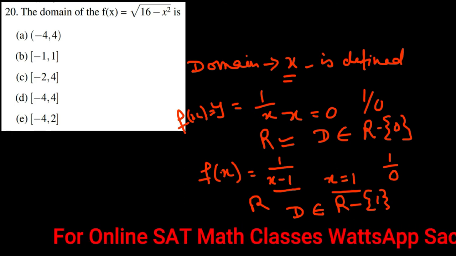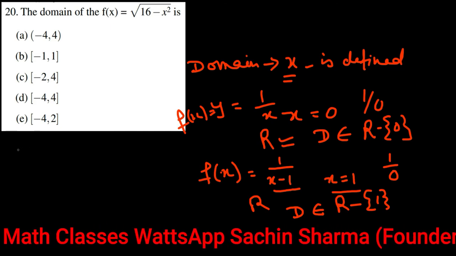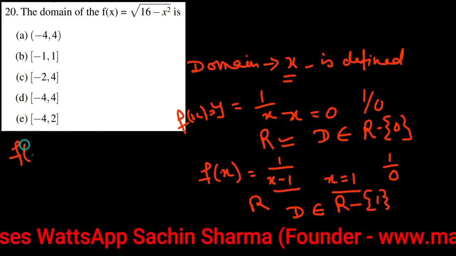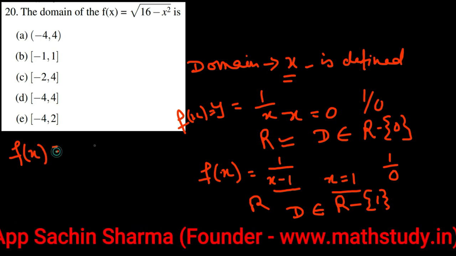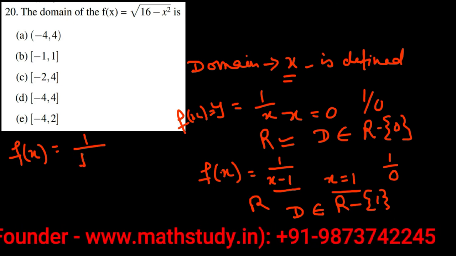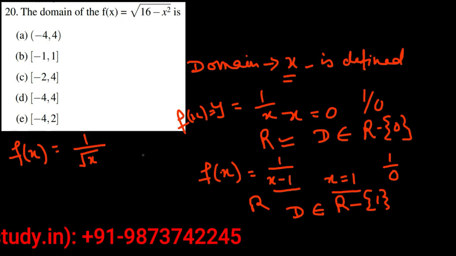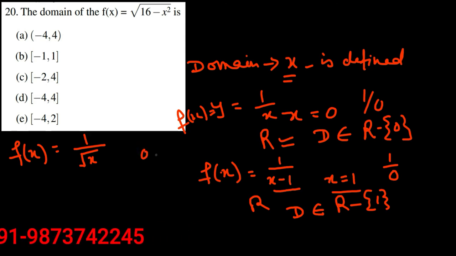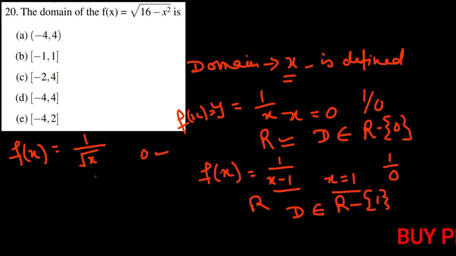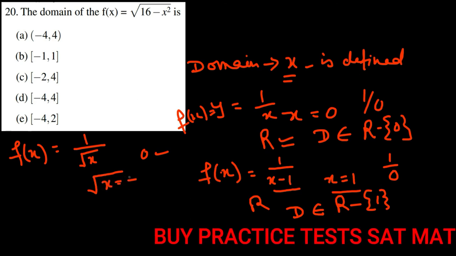Let us take some more examples so that this concept will be more clear to you, right? So let us take another example. If f of x equals 1 upon root x, right, 1 upon root x. In this case, you can say that if x is equal to 0, then the function is not defined. But here we have to consider the square root as well. In the square root, x should always be positive.